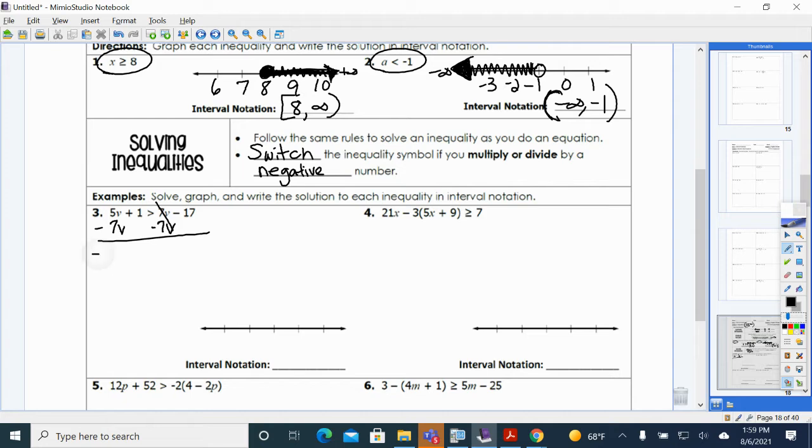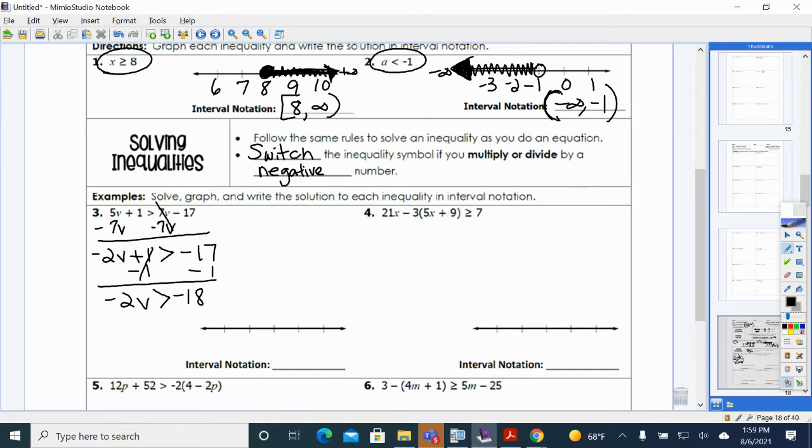5v minus 7v is negative 2v. Bring down the plus 1 is greater than, bring down the negative 17. Then I'm going to subtract the 1. Negative 2v is greater than negative 18.